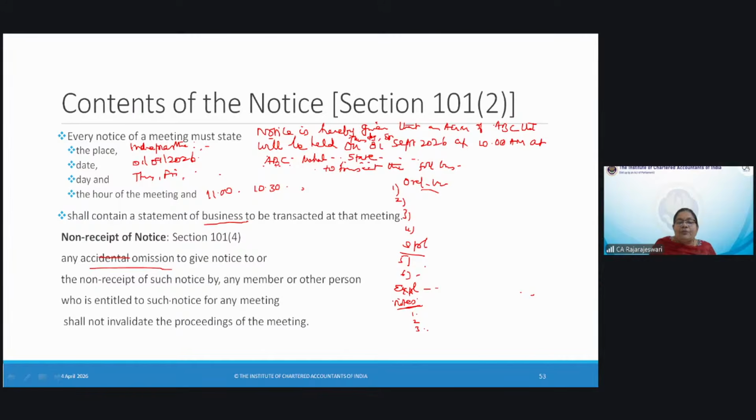So, accidental omission or non-receipt of such notice by any member. The member has not received the notice, but he is entitled to the notice. He is still a member, he is entitled to the notice, but he has not received it. Then it shall not invalidate the proceedings of the meeting. So, all the points you should write. Whatever transactions have been done by the company will not be invalidated merely because a person has not received the notice of the meeting. That is the concept here. This is an exception.